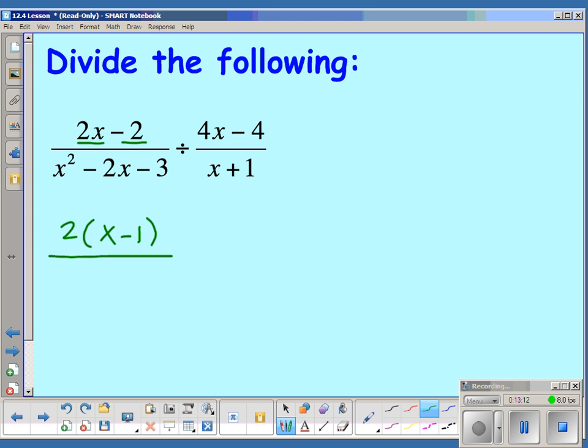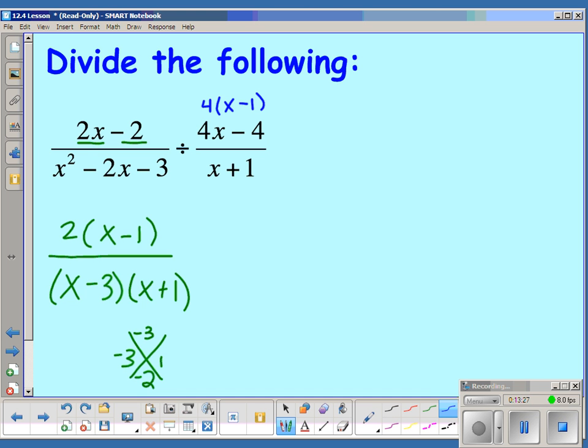And the bottom, if you draw your diamond off to the side, it's going to be multiplying to a negative 3, add to a negative 2. That's negative 3 and 1. So it's going to be x minus 3, x plus 1. If I'm going to factor that top one, that's going to be the same thing as 4 times x minus 1. And that's all I can factor on that, but I want to change it to a multiplication problem. So I draw my multiplication sign, and that x plus 1 is going to go to the top because I'm flipping it. And the 4 times x minus 1 that I factored is going to go to the bottom.